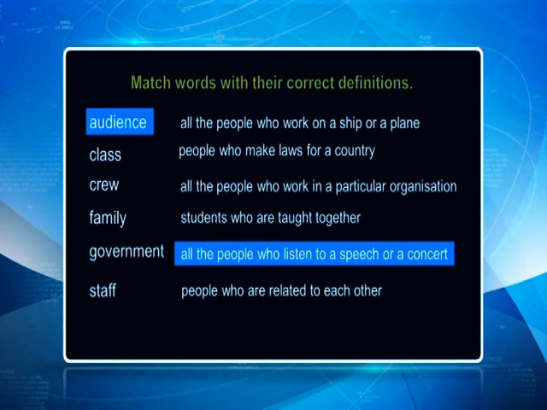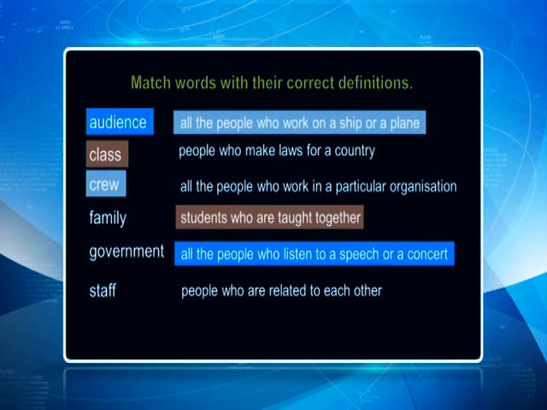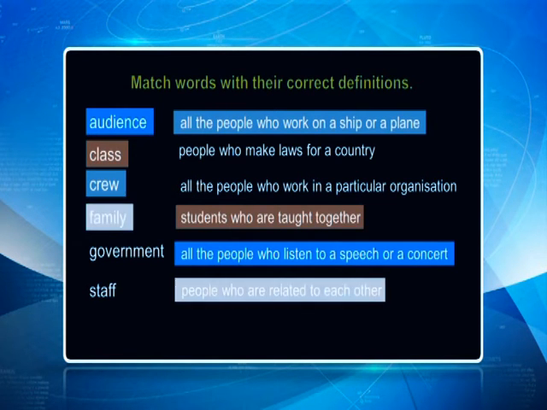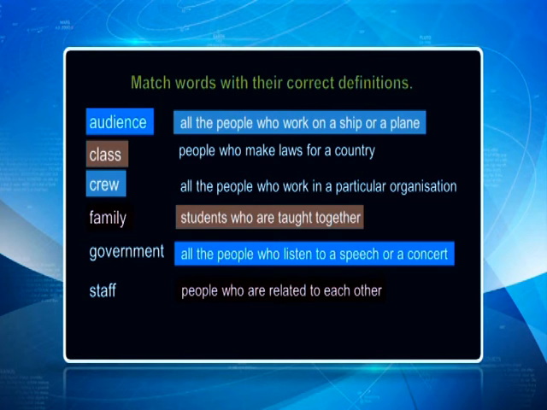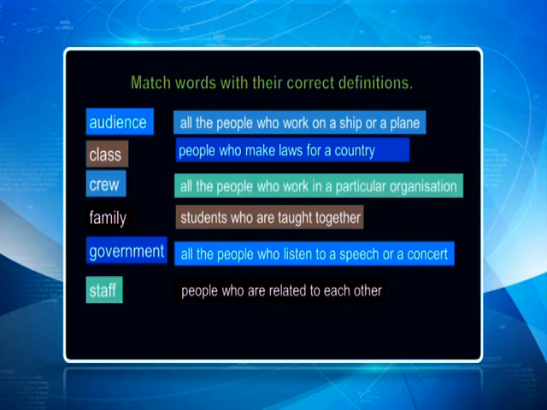Class can be described as students who are taught together. And then we have crew, all the people who work on a ship or a plane. And family, people who are related to each other. And government, people who make laws for a country. And the last one, staff, all the people who work in a particular organization.